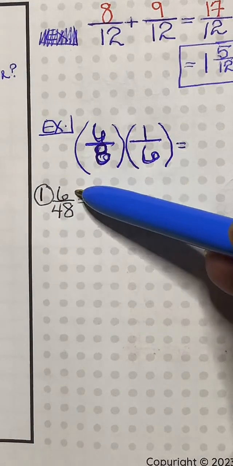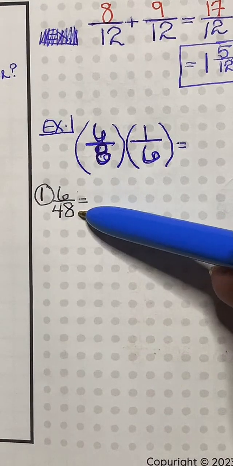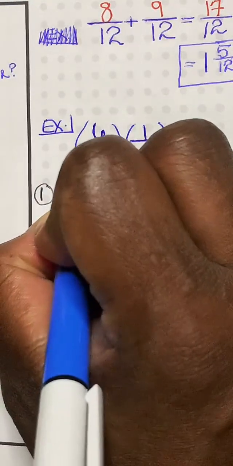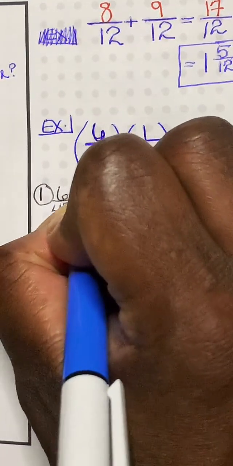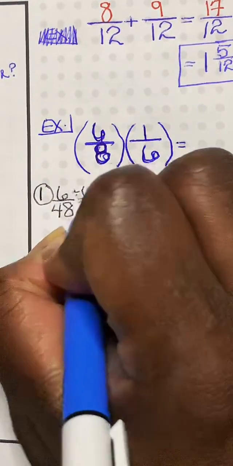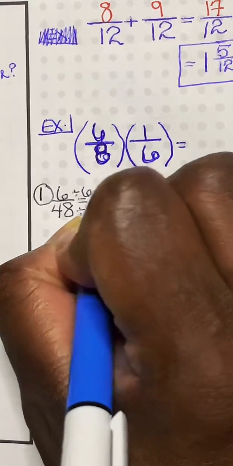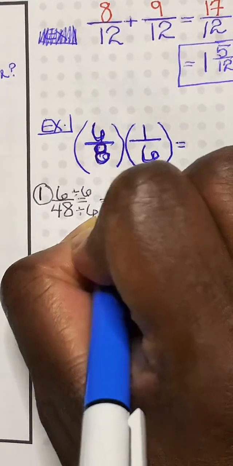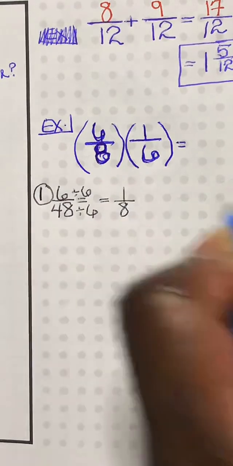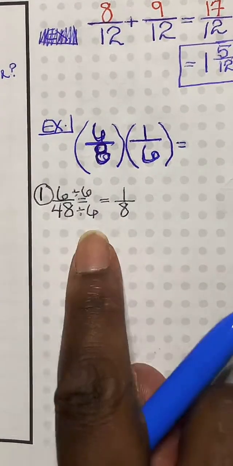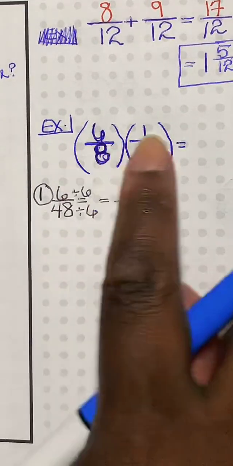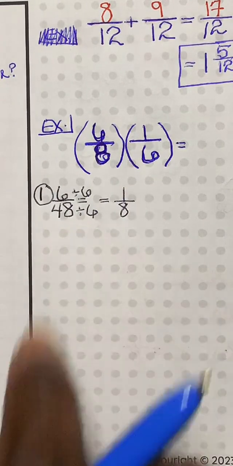Now, what number do 6 and 48 have in common? It is 6. So if I divide that first one by 6 and divide the second by 6, I will get 1 over 8. Okay, so that's one way of doing it. Multiply, then simplify.